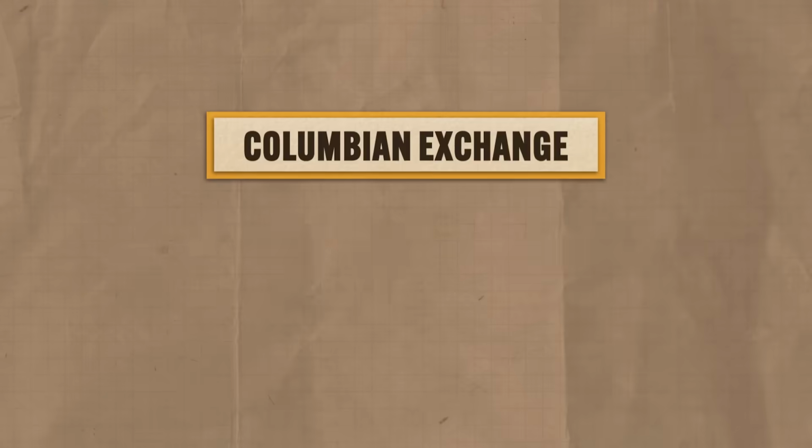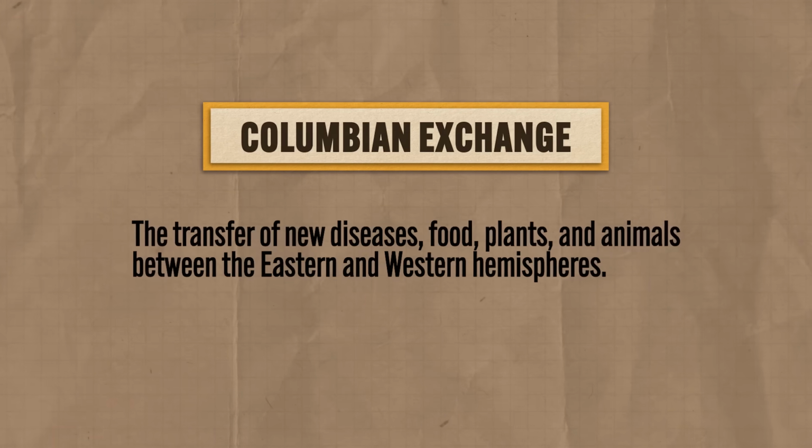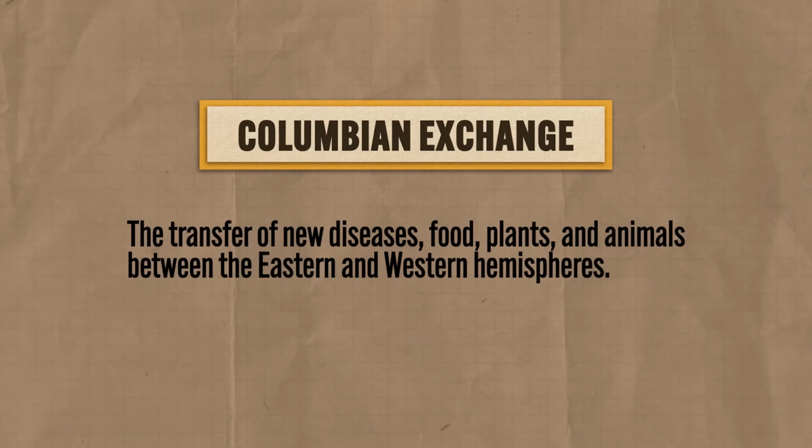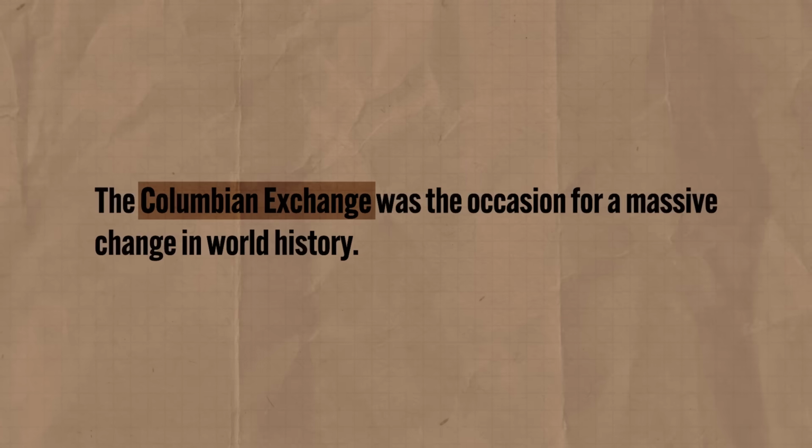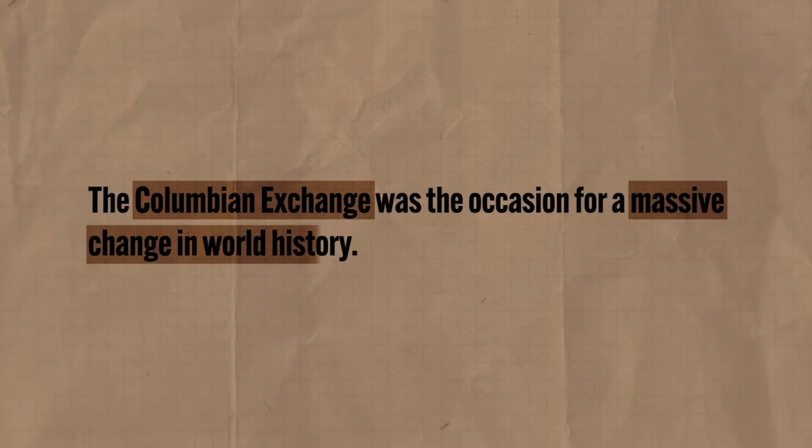The Columbian Exchange refers to the transfer of new diseases, food, plants, people, and animals between the eastern and western hemispheres. If you're like, so what, hemispheres exchange stuff, what's the big deal? Well, I'll tell you what the big deal is, my lethargic pupil. The Columbian Exchange was the occasion for a massive change in world history, and I'm going to tell you why. But first, let me help you understand the causes of this exchange of diseases and food and all the rest.